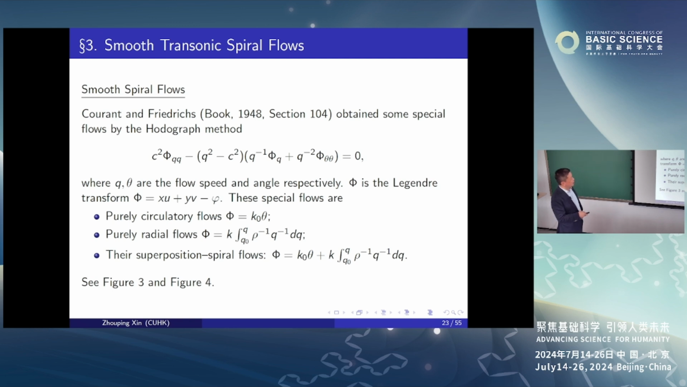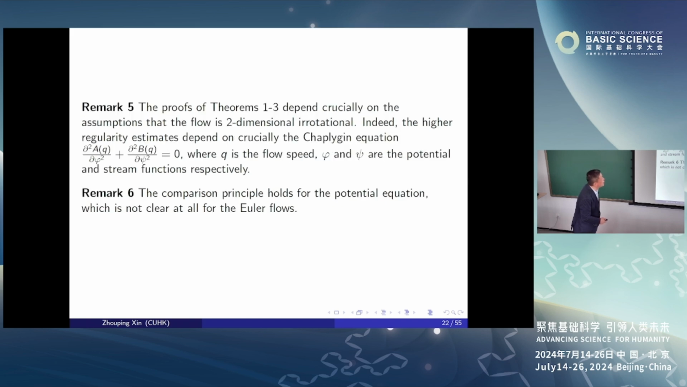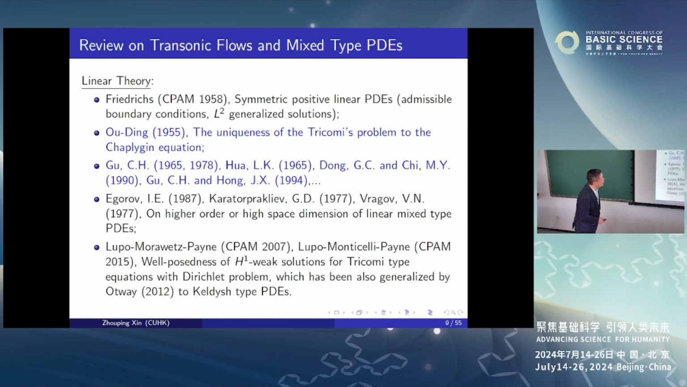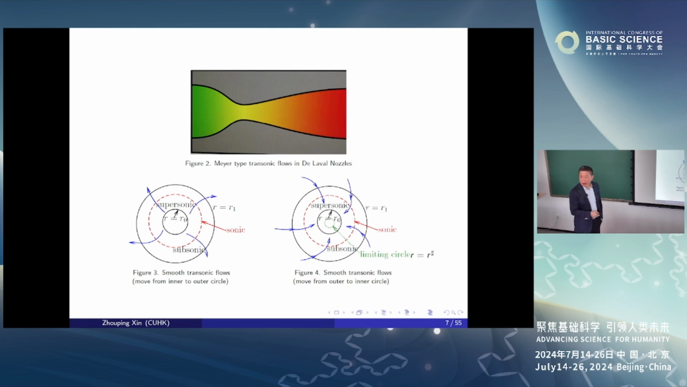The first spiral flow, as I showed you before, was done for the rotational flow by hodograph transformation, using the speed and the flow angle as the independent variables. You change the rho, and this phi is a Legendre transform of the velocity potential. If you write down this equation, it is a linear equation. You can write down purely circular flow, just given by this, or purely expanding radial flow. With a linear equation you can do a superposition, and this gives you the spiral flows, the examples I gave you.